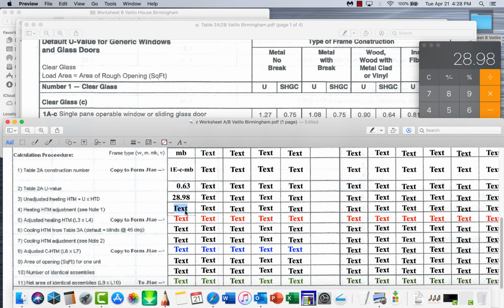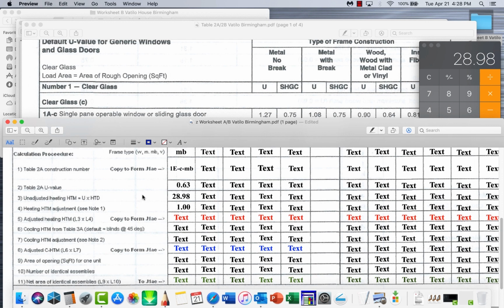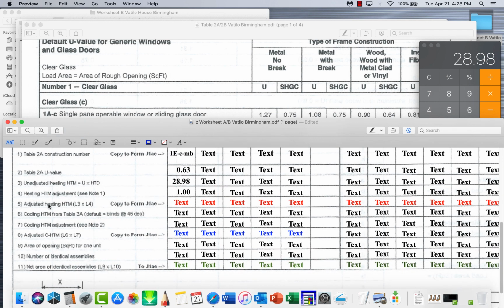So we go right here, 1.0. And I'm going to put 2 zeros in there and then just adjust it up here a little bit so it's a little bit cleaner. Okay. All right. Adjusted heating HTM: line 3 times line 4. Well, this is line 3, 28.98 times line 4, which is right here, 1. So 28.98 times 1 equals 28.98. Real simple.